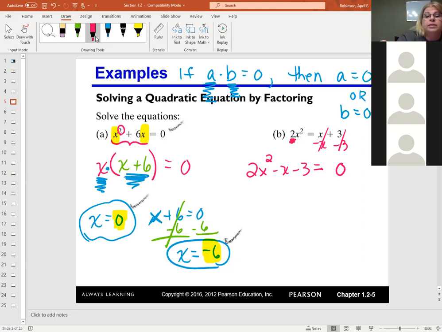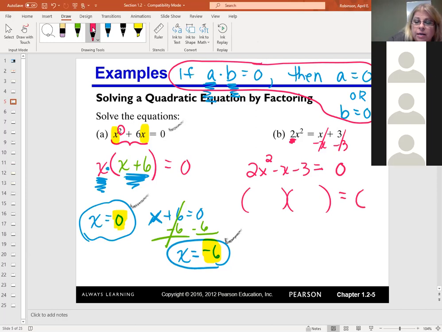You have to get it equal to 0 so that you can use this concept of, if a times b is equal to 0, then either a is 0 or b is 0. So you've got to set it equal to 0 first. Now, this is a trinomial, and you can try to factor it by what I call unfoiling, or just doing it mentally. And this one's not too bad to do it mentally because you're starting with a 2. You've got a 2x squared. If you guys remember the FOIL method, it's first, outsides, insides, and lasts. It's what you do when you multiply two binomials, but we're factoring, so we're unfoiling.